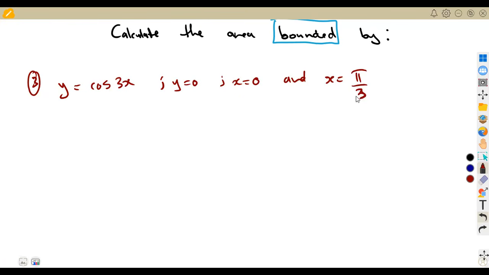All right, so if we are given this, remember y is equal to 0. When y is equal to 0, we are talking about what? We are talking about the x-axis. x is equal to 0 is the y-axis. We are given the boundaries of the x-axis, the y-axis, and the line x is equal to pi over 3. So that means we are referring to our angles being in radians in this case.